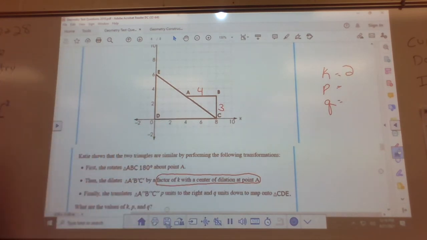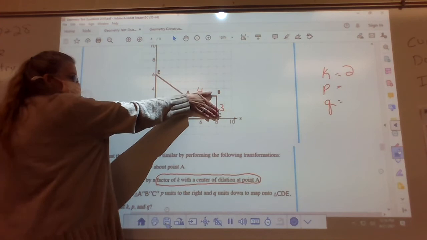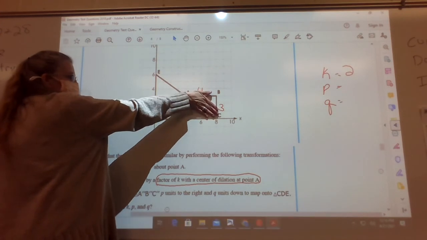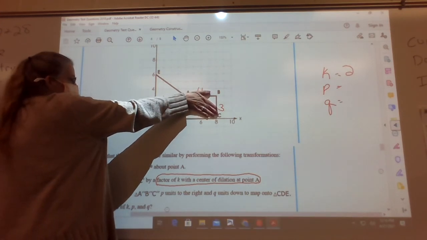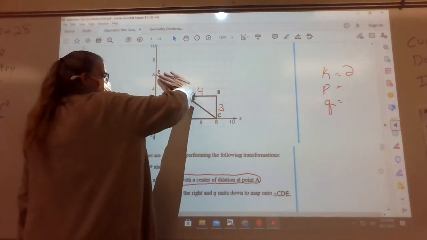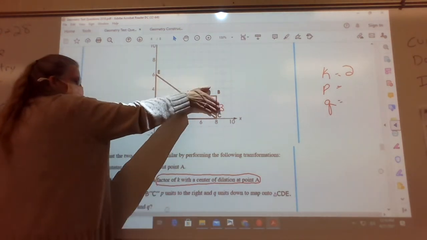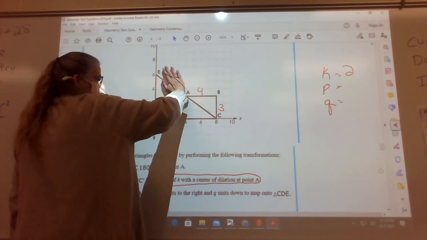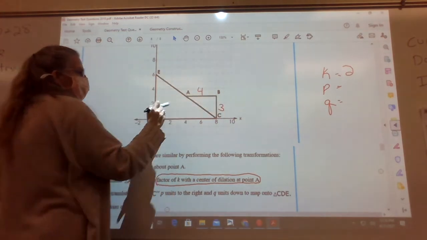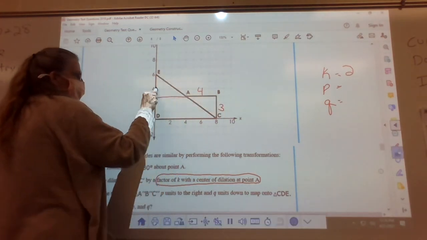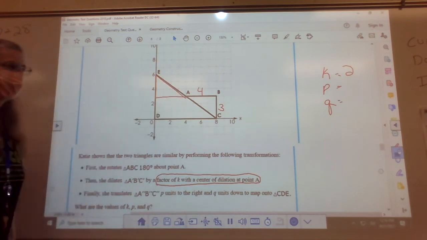It says, first she rotated triangle ABC 180 degrees around point A. So we had this triangle here. If it's around point A, A didn't move. So she took this triangle and spun it. So we went from here to here. So this triangle is now spun to there.